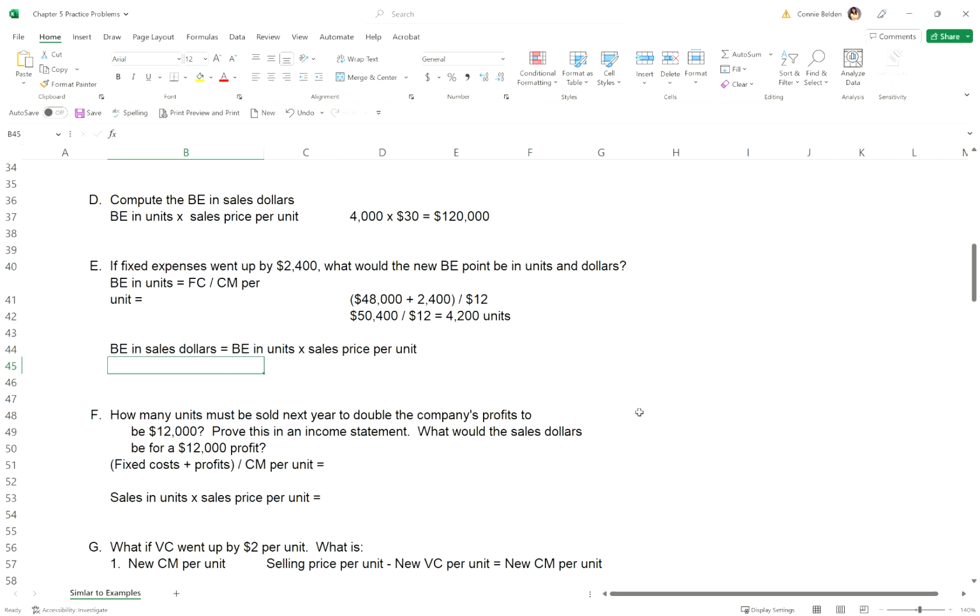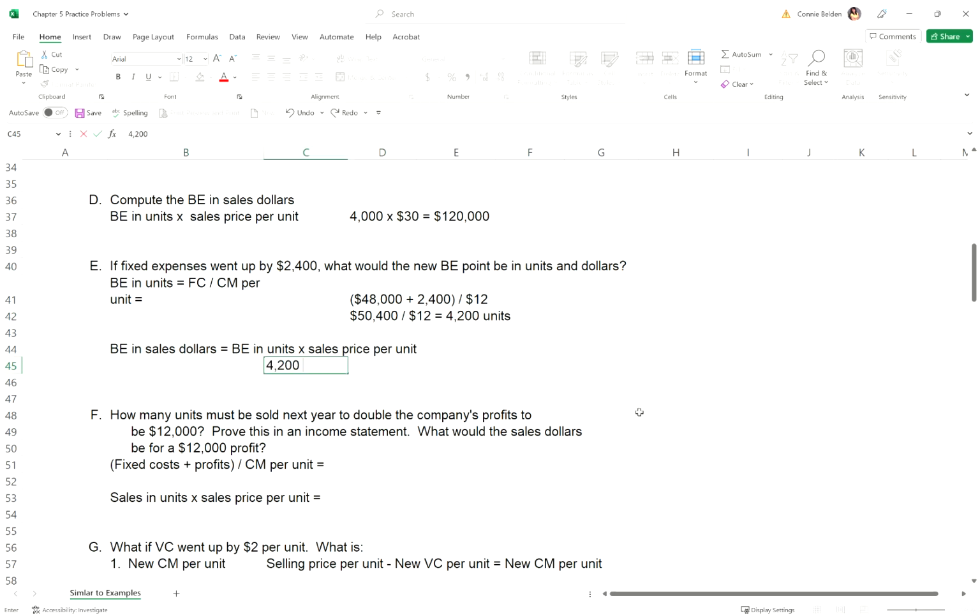Now, to get that in sales dollars, we would take the new break even in units of 4,200 units. The sales price is still $30. Multiply that out, and the new break even in sales dollars is $126,000.